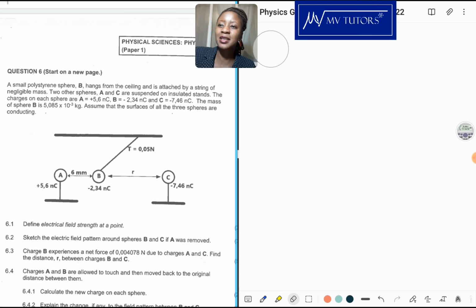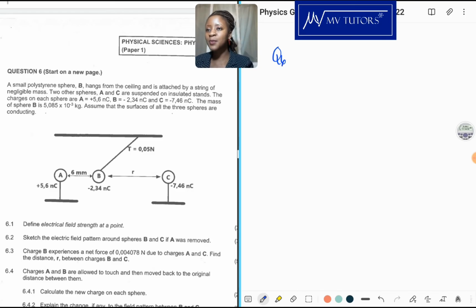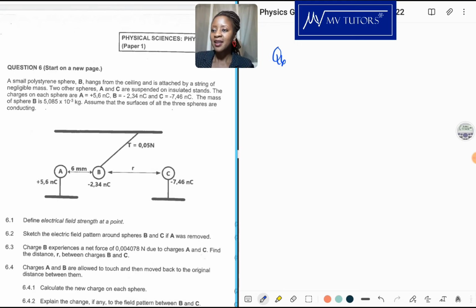Okay, so question 6. A small polystyrene sphere B hangs from the ceiling and is attached by a string of negligible mass. Two other spheres, A and C, are suspended on insulated stands. The charges on each sphere are: A with 5,6 nanocoulomb, B negative 2,34, C negative 0,46, and the mass of the sphere B is given in kilograms. Assume that the surfaces of all three spheres are conducting.